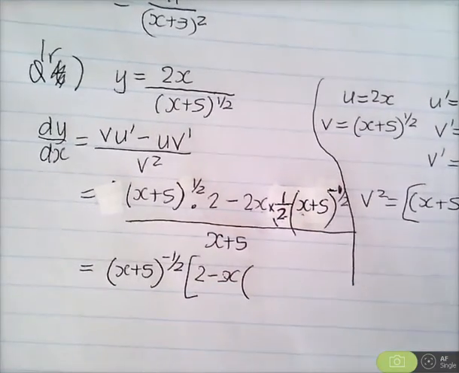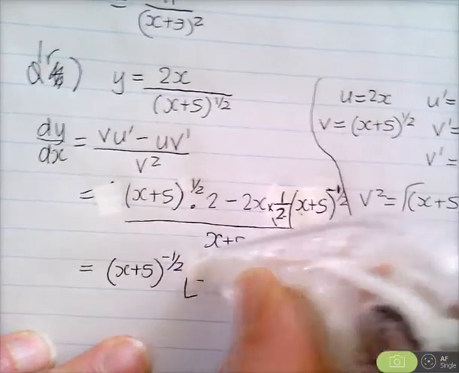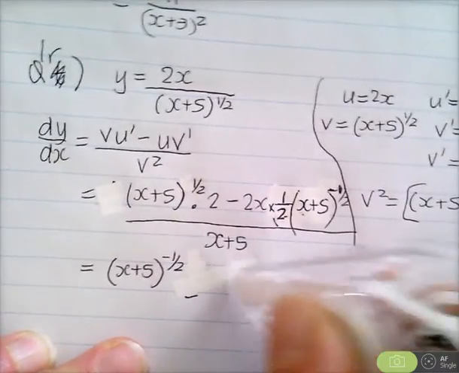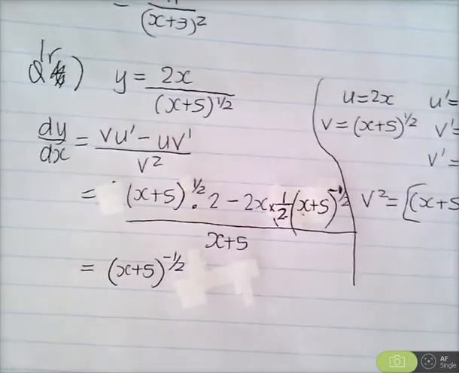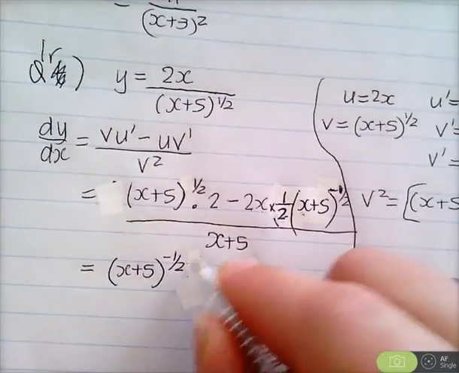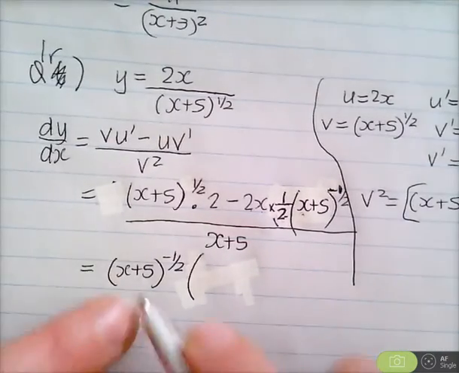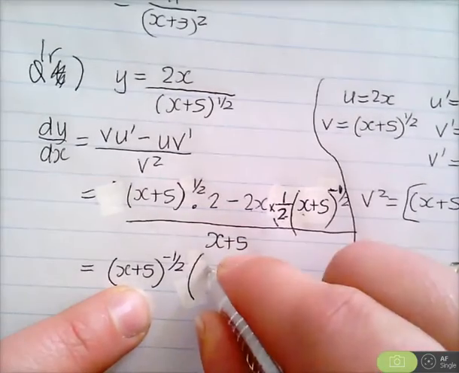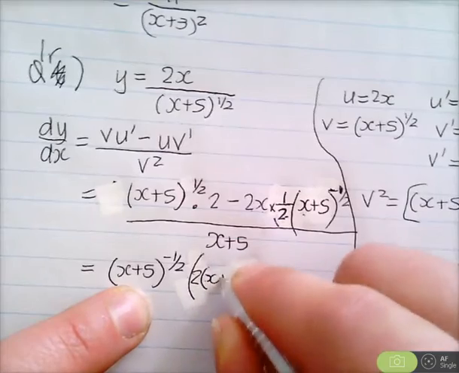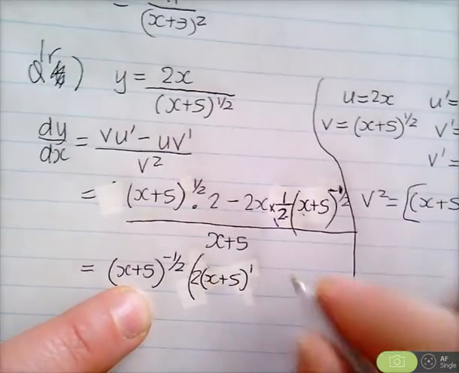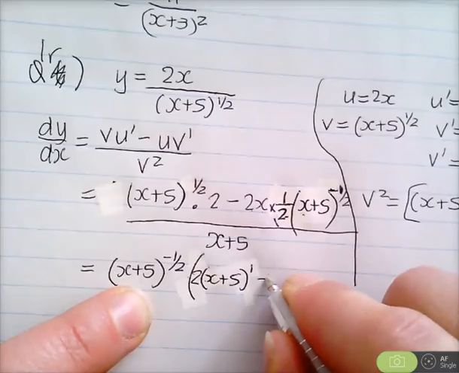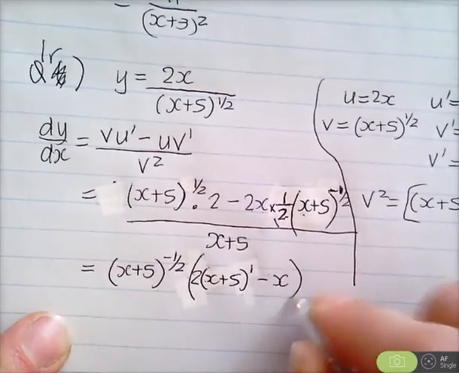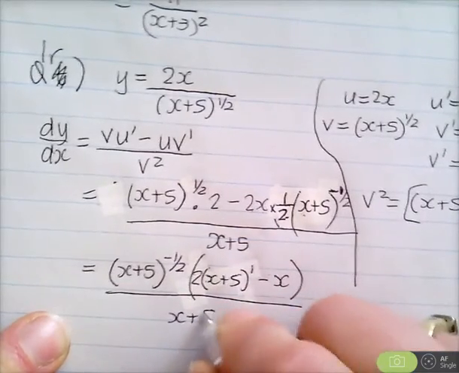Nothing. Oh, I've just ruined it. All right, but we're just going to do it anyway. So let's fix it. X plus 5 to the negative a half is pulled out. What do I do? 2. That's right. X plus 5 to the 1, minus x. I don't know why they don't pull it out.